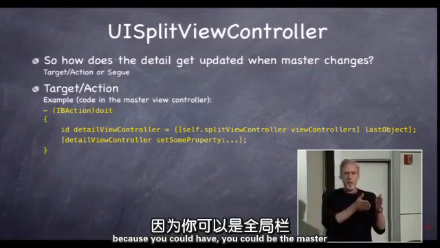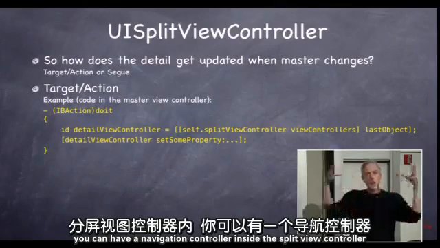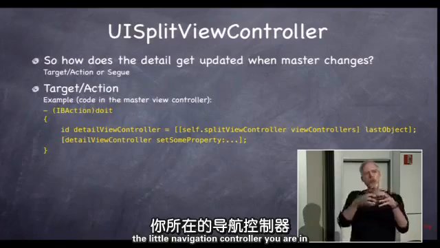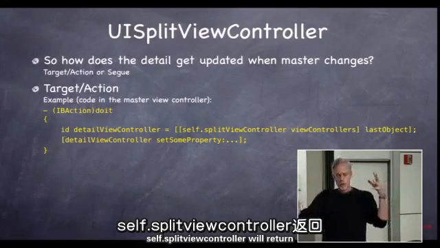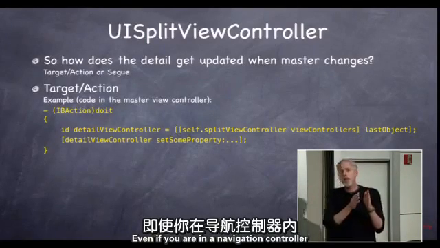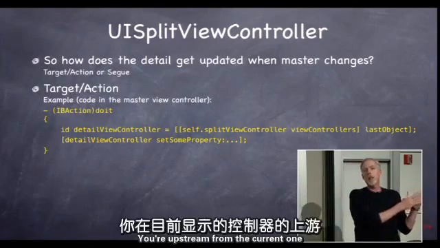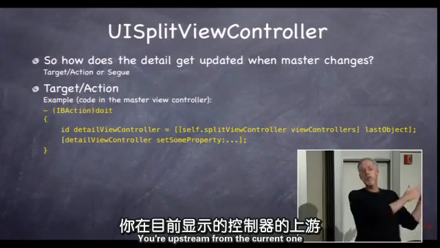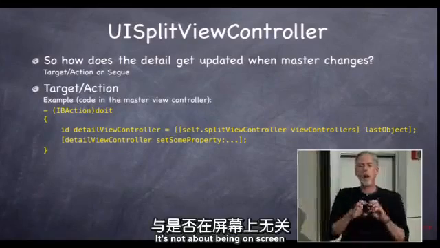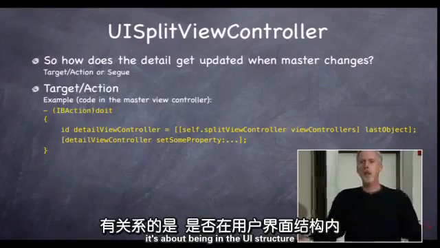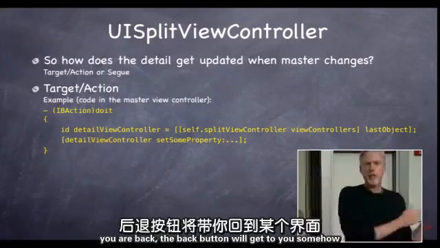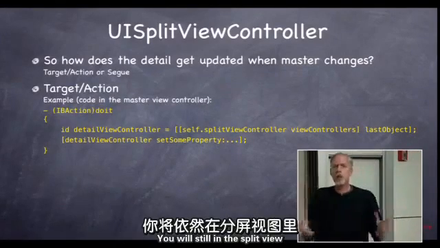Because you could be the master and you could have a navigation controller inside the split view controller. So self.navigationController would return the little navigation controller you're in. self.splitViewController would return the split view controller you're in. Even if you're in a navigation controller and you're pushed off screen, okay, you're upstream from the current one, you're still in the split view controller. It will still return non-nil. It's not about being on screen. It's about being in the UI structure. And if you're in a navigation controller and the back button would get to you somehow, you're still in the split view.